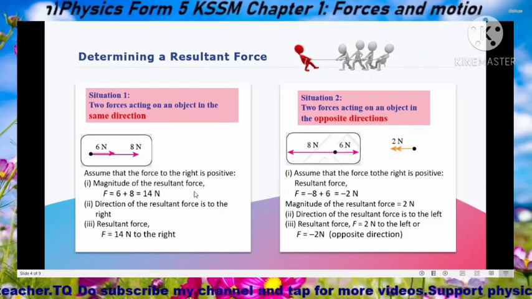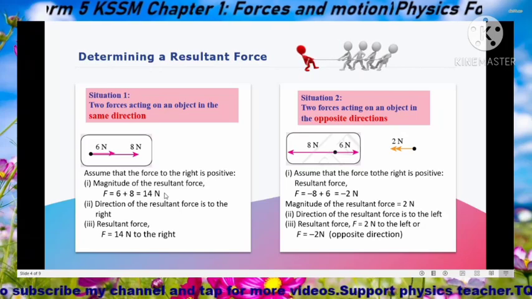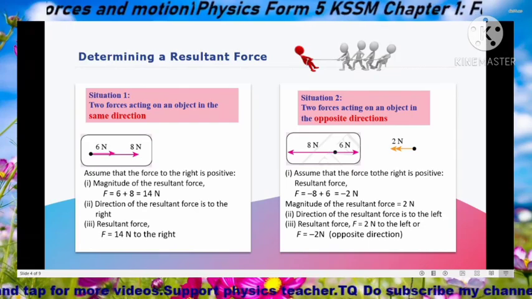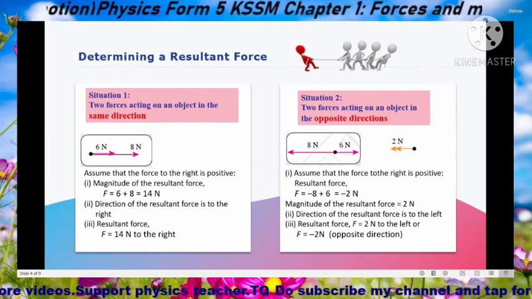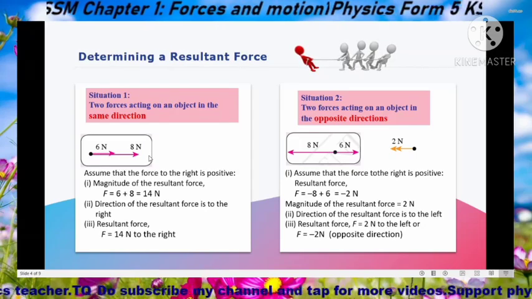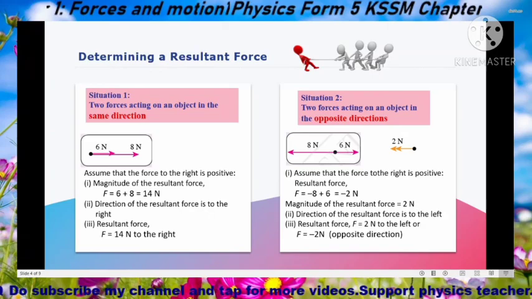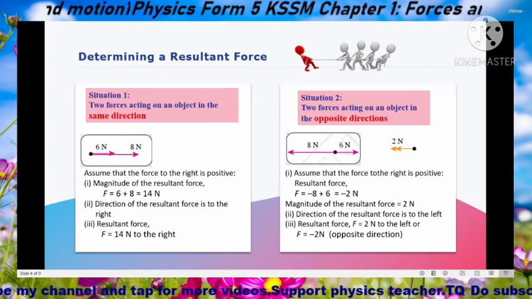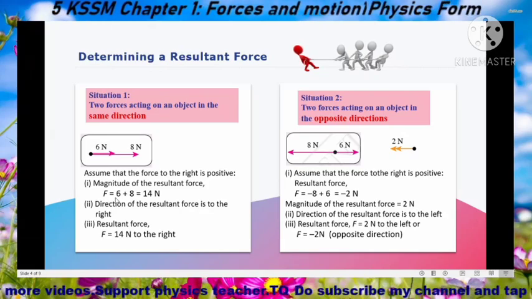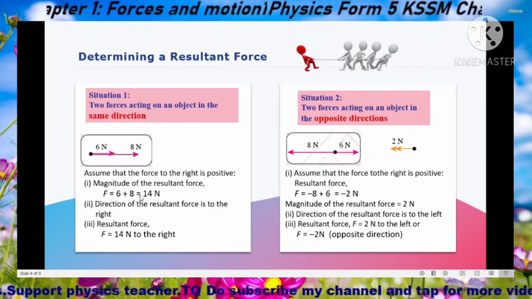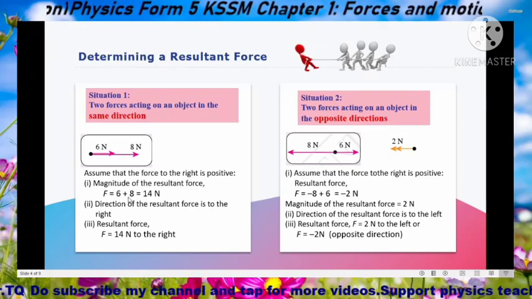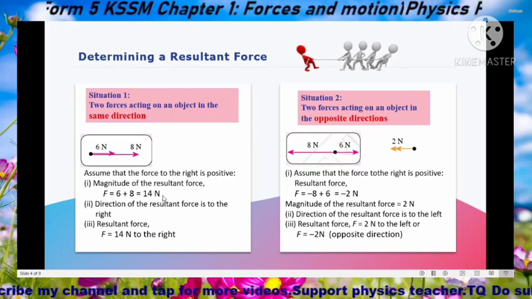Magnitude of resultant force. How to calculate the resultant force just now? Vector sum of the forces that act on the object. Hasil tambah vector. Meaning we need to look at direction. Kena ambil kira arah atau direction. So direction to the right is positive. Thus net force or resultant force F equals 6 plus 8. Both positive because both are directed to the right. So F equals 6 plus 8 equals 14 Newton.